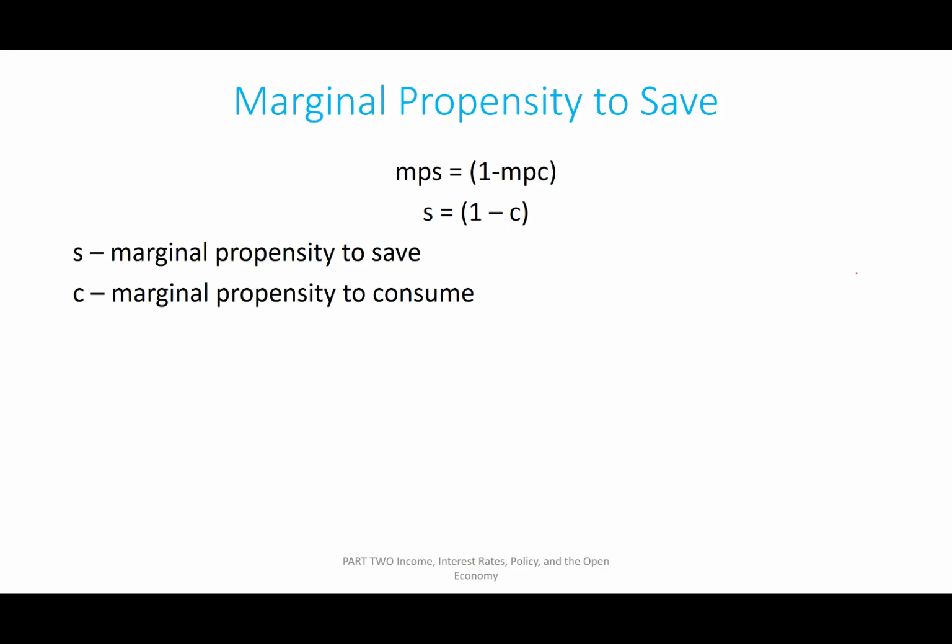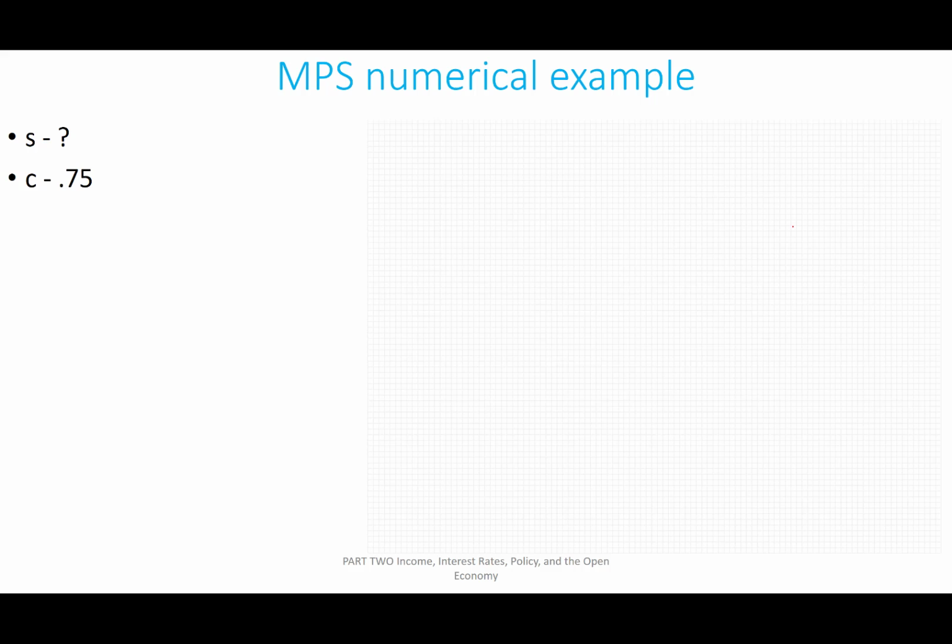Marginal propensity to save. MPS is equal to 1 minus MPC. MPS stands for the marginal propensity to save. MPC stands for the marginal propensity to consume. MPS, a numerical example. We know that the marginal propensity to save is going to be equal to 1 minus the marginal propensity to consume. We're trying to figure out MPS, which is equal to 1 minus 0.75, which is 0.25. MPS is equal to 0.25.